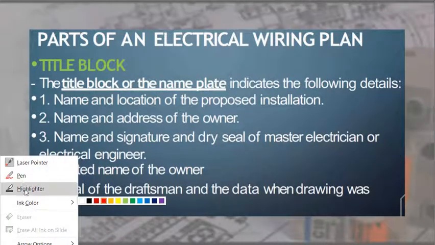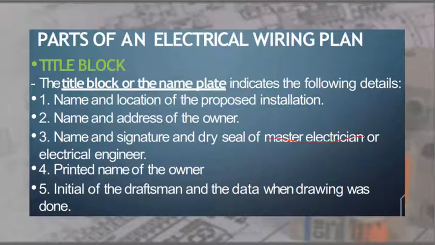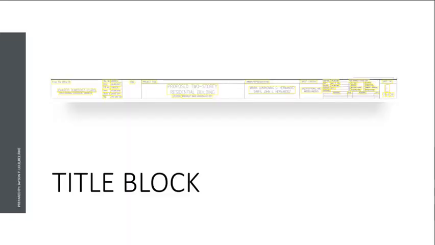So this is not correct, because as we practice in our RA 7920, or the law of electrical engineering, it must be signed and sealed by a professional electrical engineer. The printed name of the owner, then the initial of the draftsman, and the date when the drawing was done. That is why the initial of the draftsman is the code of the registered electrical engineer who designed the plan. Now let's proceed to the title block.